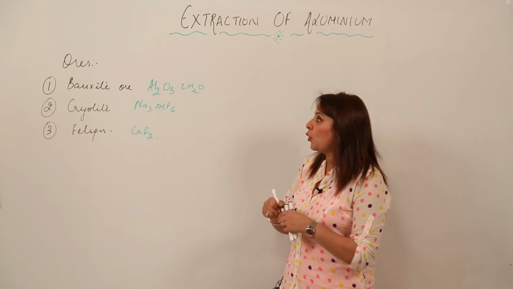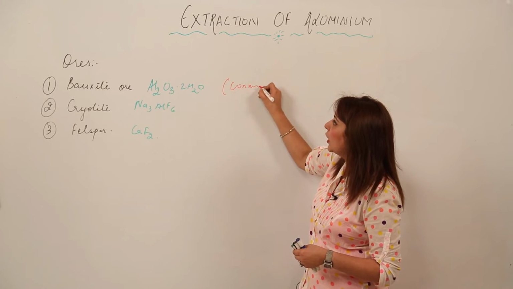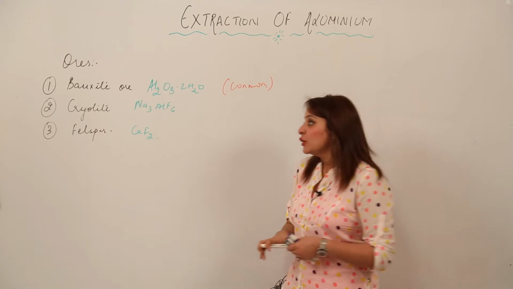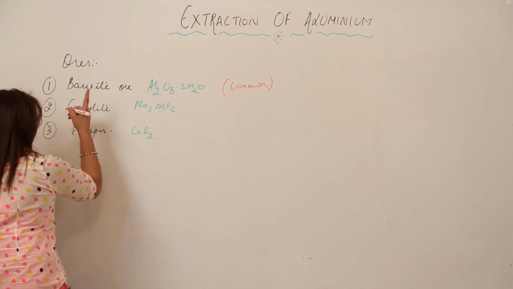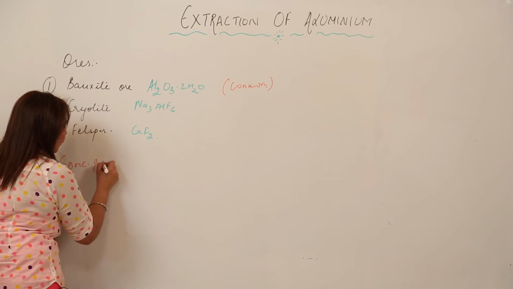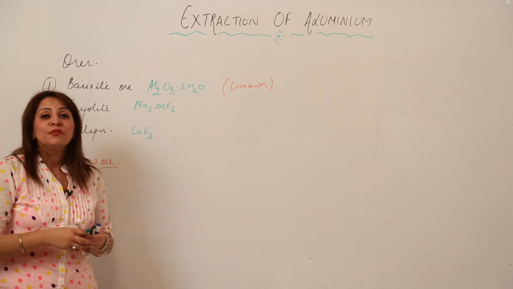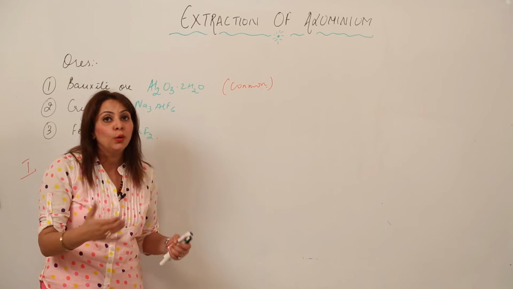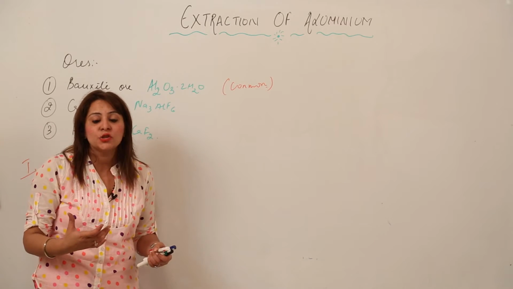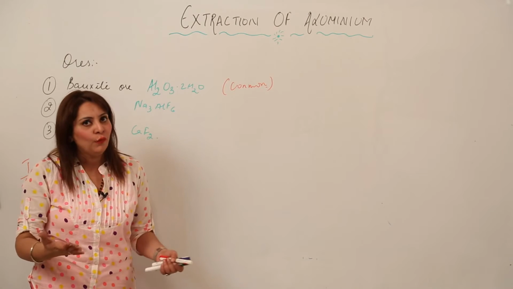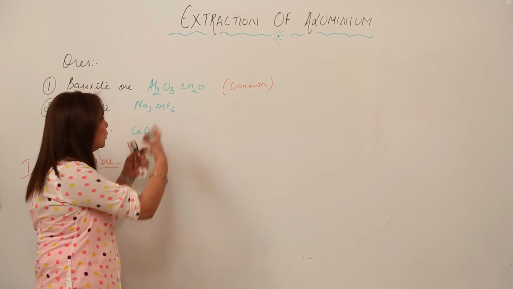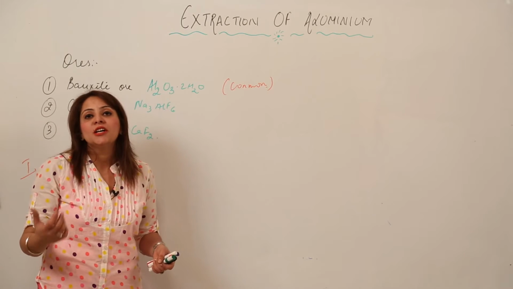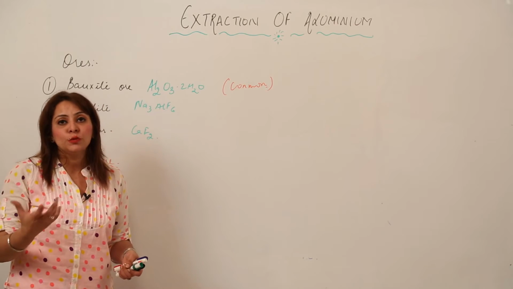Out of them, the bauxite ore, Al2O3.2H2O, is the common ore which occurs in nature. The first step for the aluminium ore is the concentration of ore, and we have different methods. Can we apply hydraulic washing? No, because it is not too heavy in nature. Can I apply froth flotation? No, because it is not a sulfide ore. Can we apply magnetic separation? Again no, because aluminium does not show any attraction or repulsion towards the magnet.